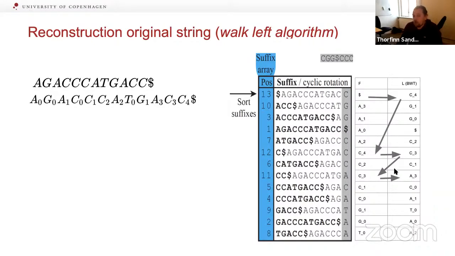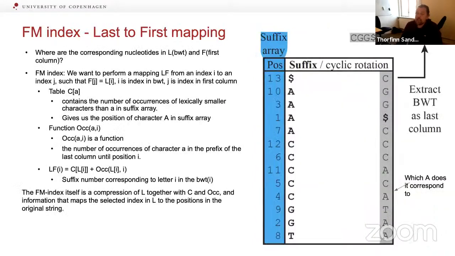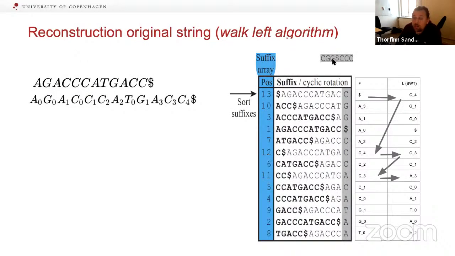So there's a better way of doing this. This is called the FM index, based on the Burrows-Wheeler transform. It's called a fast minute index. And what this one does is simply a faster and more efficient approach of the walk left algorithm. This is all it does.